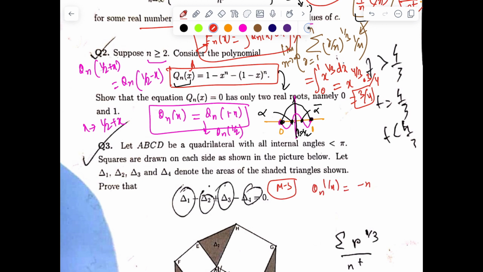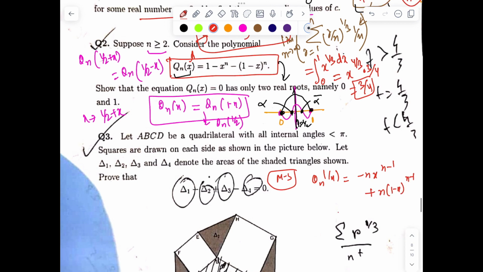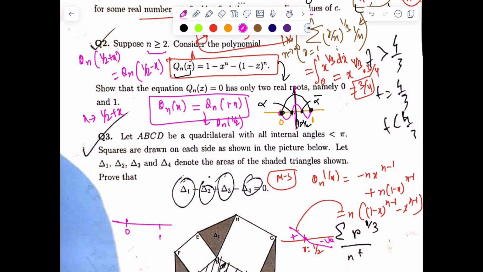So method 3 will be to directly differentiate q_n. So q_n dash x is going to be minus n x^(n-1) plus n into (1 minus x)^(n-1). So we can take n common and we'll have (1 minus x)^(n-1) minus x^(n-1). And from here the critical point is only x equals half. So for more than half we can see it will be negative, and for less than half it's positive.